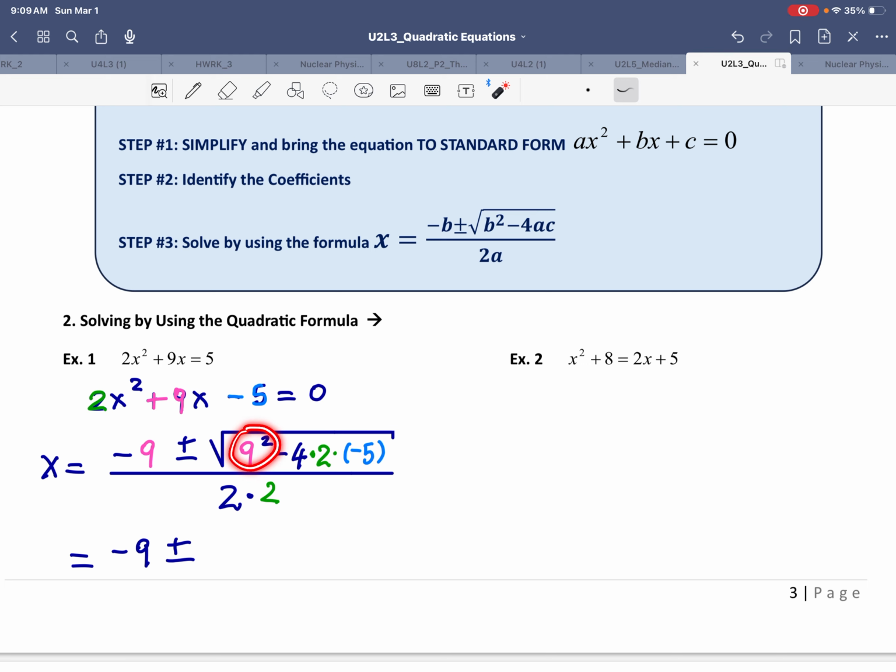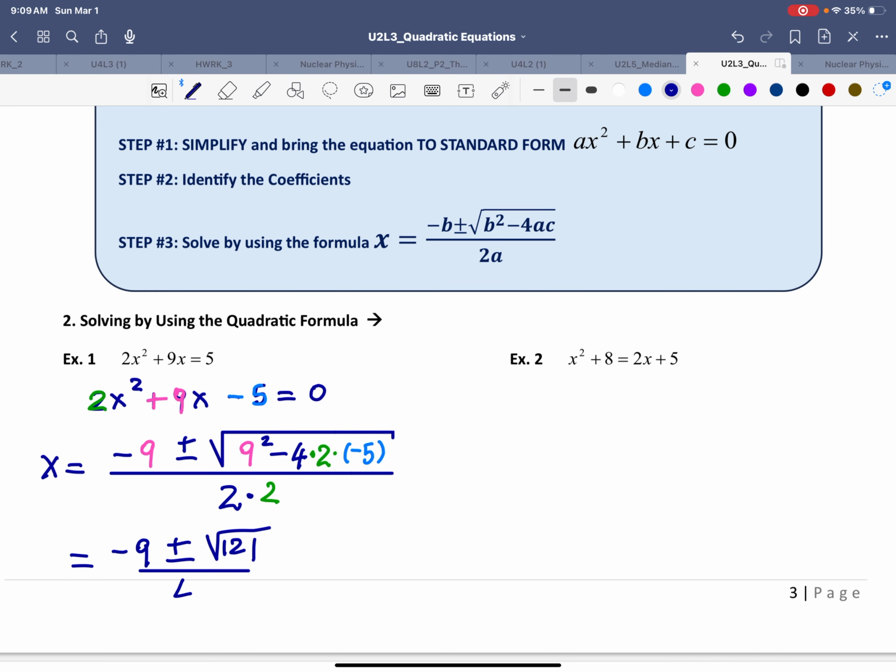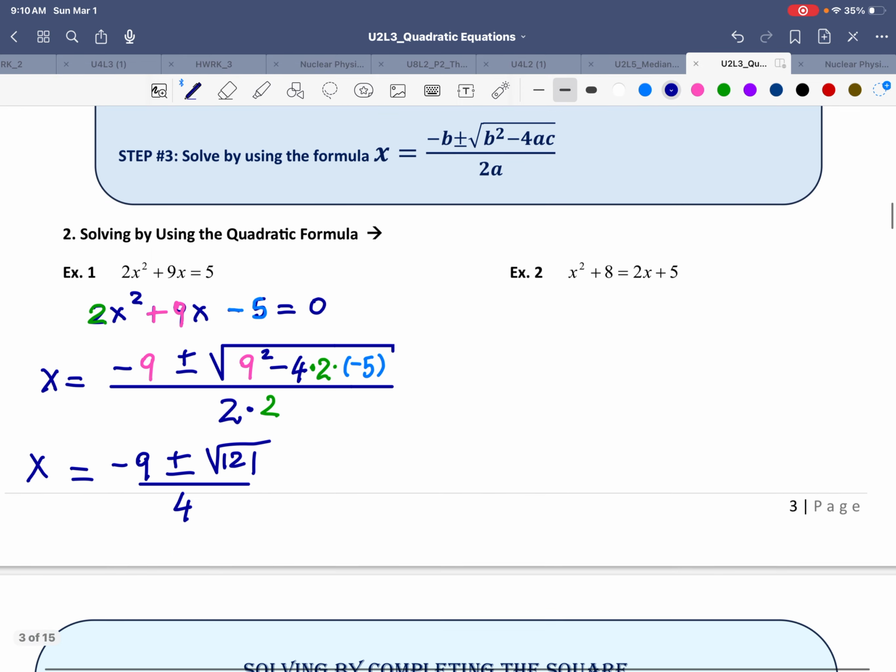So 9 squared is 81. 4 times 2 times negative 5 is 40. So the entire expression inside the radical, or as we call it, the radicand, is 121 divided by 4. Continue simplifying as much as you can.